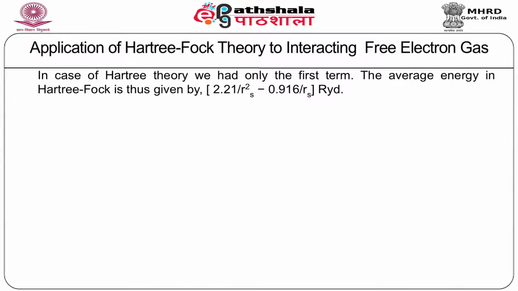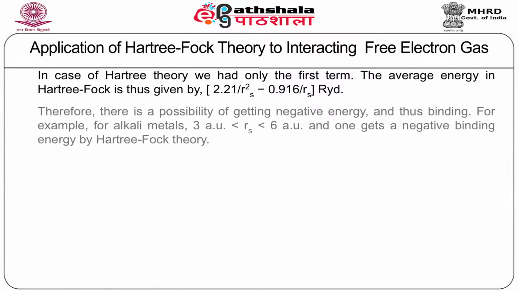Now the average energy in the Hartree-Fock is thus given by the contribution that we have come across already in the Hartree theory, which is given by 2.21 divided by Rs square. But now we also have another contribution, which is of negative sign, it's 0.916 divided by Rs. So I have a contribution which is positive and a contribution which is negative. Thus, there is a possibility of getting a net negative energy, and thus the binding, depending on the value of the Rs.